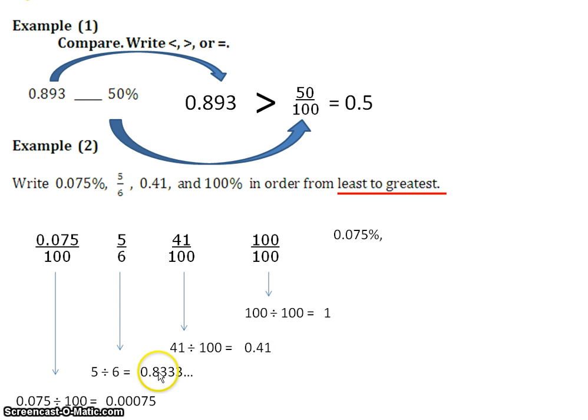For our second least, we look at the remaining three: 0.83 repeating, 0.41, and 1. Our second least is 0.41, and we go back to the original way of writing it, which is also the decimal. The next ones, we have 0.83 repeating left and 1. 0.83 repeating is less than 1. We go back to the original form of that number, which is the fraction 5/6, and write that in. And last but not least, 1. It was originally 100%, so we'll finish off with 100%.